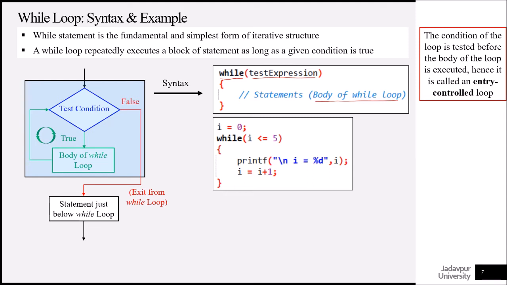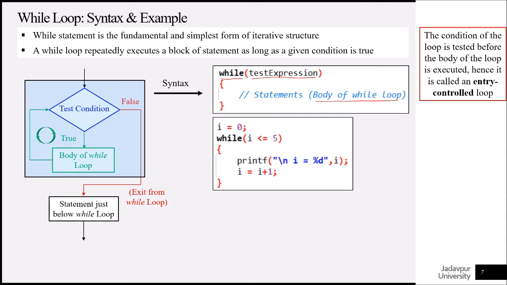By the way, now the value of I is 1. But still it gives a true answer because 1 is less than 5. So again it will enter the body of the loop, execute the printf statement again with the output being I equal to 1. And at this stage, I would be incremented to 2. So this loop would continue as long as I remains less than or equal to 5.